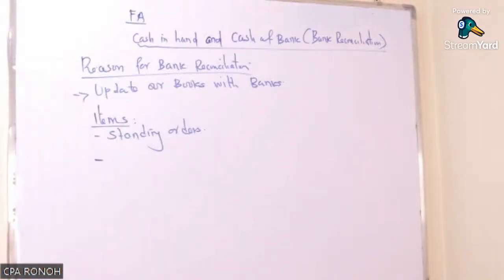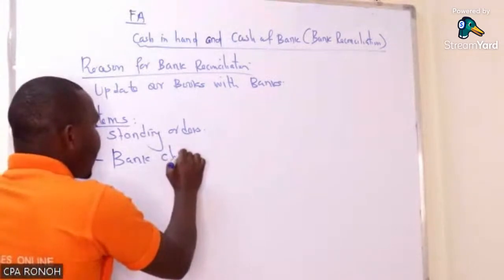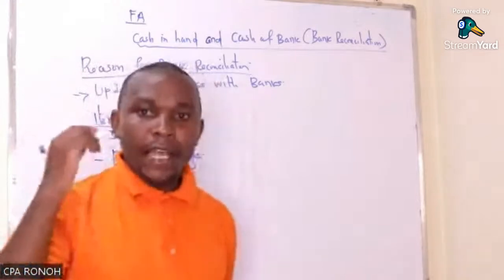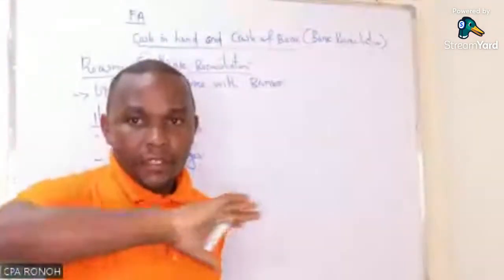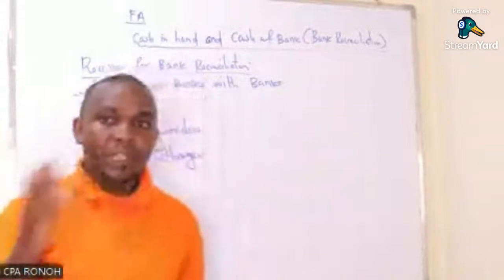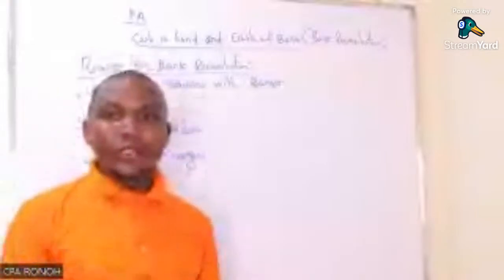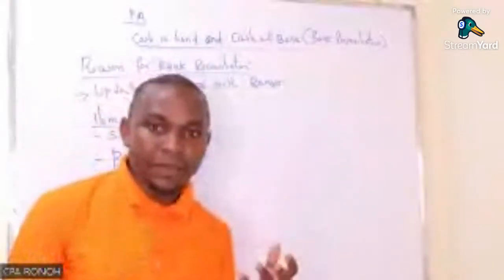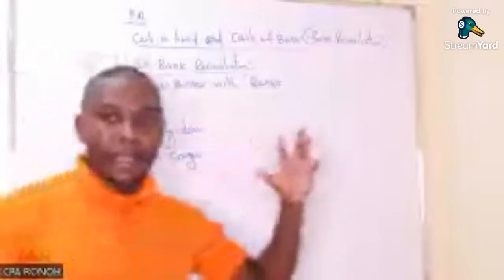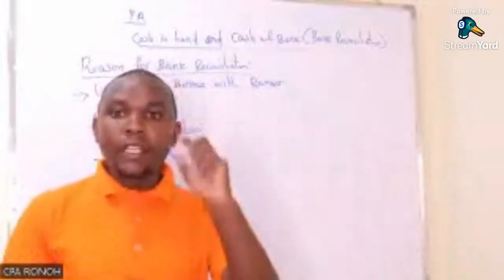Another item is bank charges. You will not be able to view any charges when you transact with the bank. If you receive any payment or you do RTGS or cash withdrawal, there are charges. These charges you will not be able to account for on a daily basis. You just wait until the end of the month when you receive that statement, then you can account for these bank charges. So these bank charges are already in the bank, but they are not in our books of account. So we need to update them.